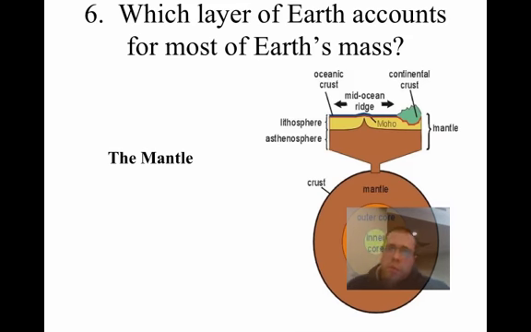Which layer of Earth accounts for most of Earth's mass? Well, it is the mantle. You might be inclined to say maybe the outer core or something like that, but if we look at all this space here that the mantle's taking up, and then think about the fact that it goes all the way around here, that is most of Earth's mass.